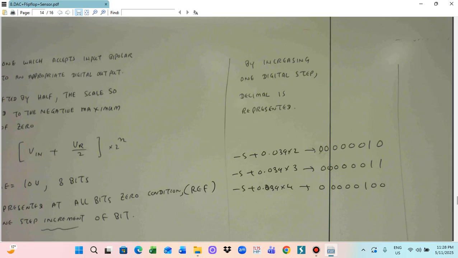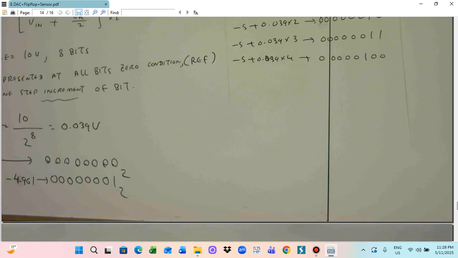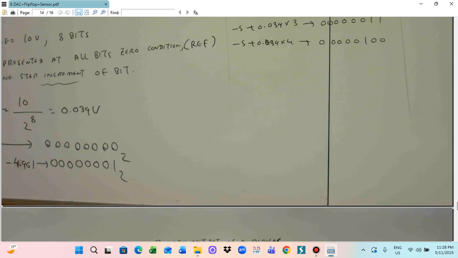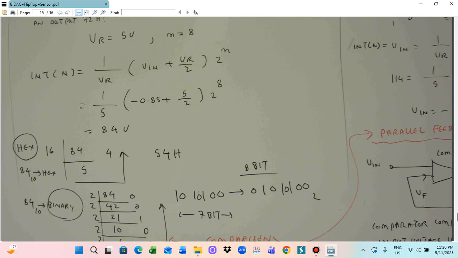Similarly, for two steps, the shift moves, so minus 5 plus 0.039 multiplied by 2, and also three steps, so minus 5 plus 0.039 multiplied by 3. And the fourth step is minus 5 plus 0.039 multiplied by 4. So that will be 100. This is the decimal way. Firstly, we can start from 1 and then 10 and then 11 and then 100. This is the way that we import the digital form.